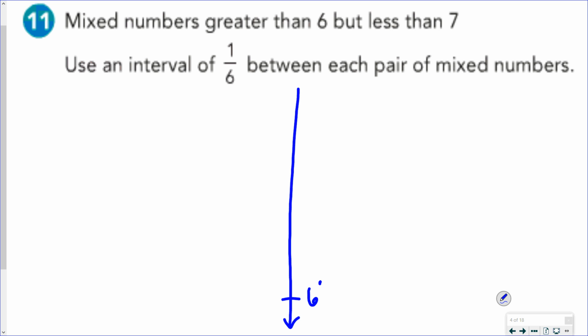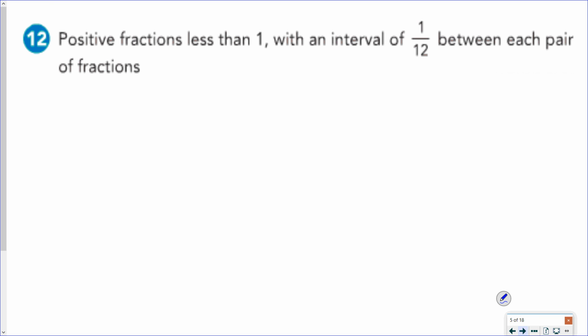So that means I'm going to have 6 and 1/6 down here at the bottom, 6 and 2/6, or if you put 6 and 1/3, that is also acceptable. 6 and 3/6, or 6 and 1/2 would be next. 6 and 4/6, or 6 and 2/3, and then finally 6 and 5/6 would be your top number. Because if you added another 1/6, that would be 6 and 6/6, which is 7.